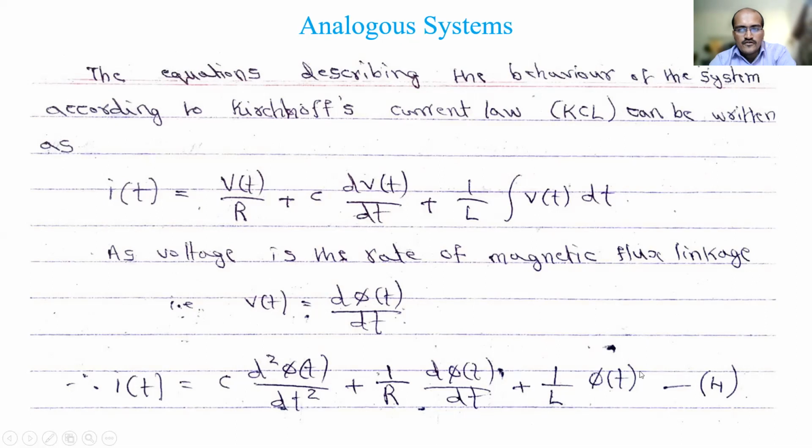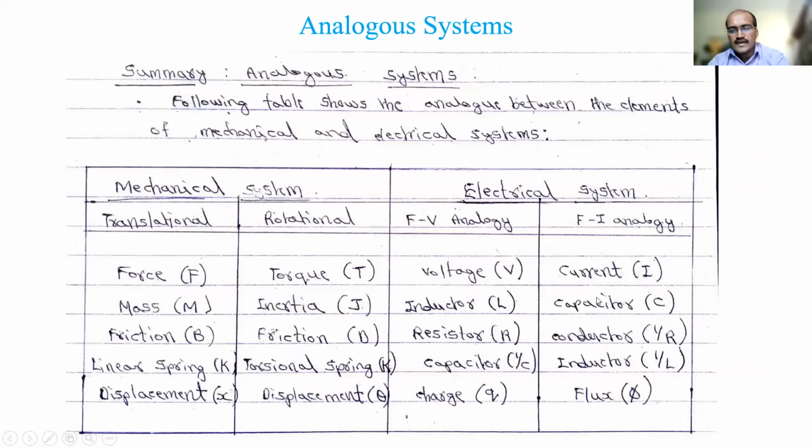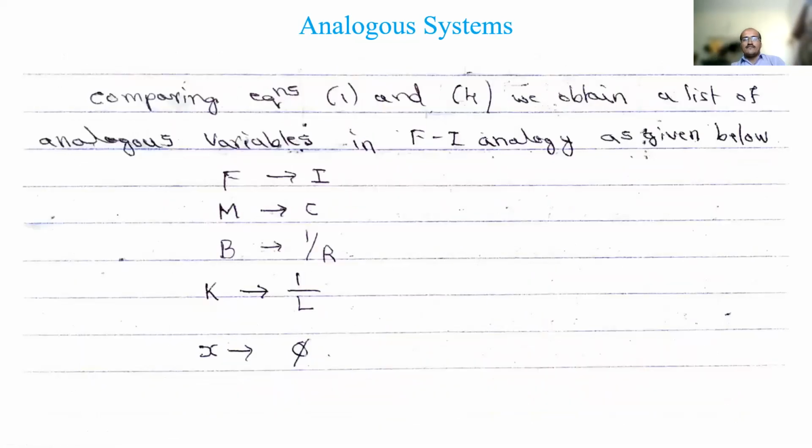Now if you compare equation 1 and 4, you will get the FI analogous system. There is a little difference, and that is what you will see in the exam. If you compare equation 1 and 4, force will be analogous to current I here. In the previous FV analogy, M equal to L was there. Now it is C. See the difference. Earlier B equal to R was there. Now it is 1 by R. And K was equal to 1 by C last time. Now it is 1 by L.